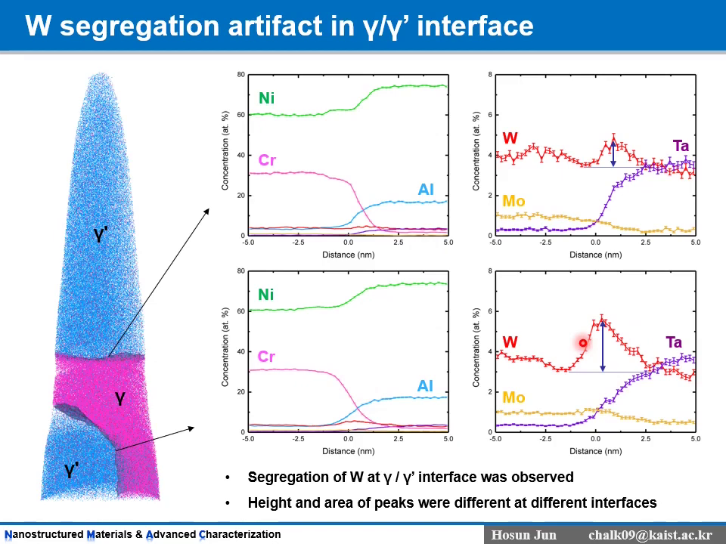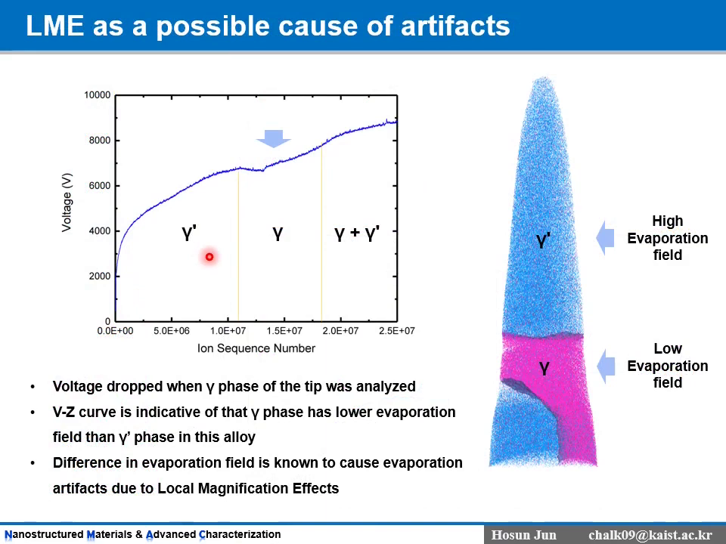So we suspected that this peak height difference is more likely to be caused by an artifact in APT analysis and reconstruction. When we look at the voltage curve of this specimen, there is a voltage drop when the tip is analyzed from gamma prime phase into gamma phase. The voltage increases again when the gamma prime phase appears again. This indicates that in our specimen, gamma prime phase has higher reference field than gamma phase. And when there is a reference field difference between phases, local magnification effects can take place.